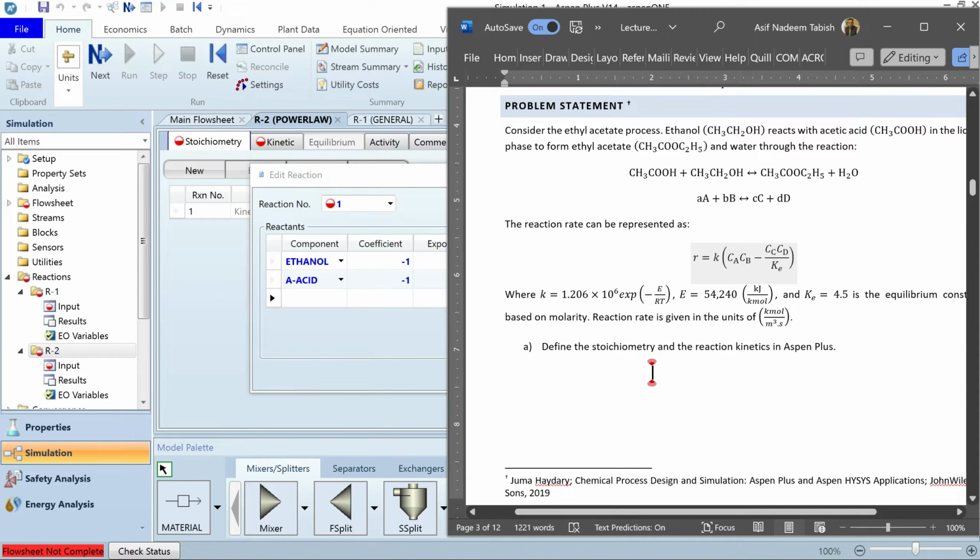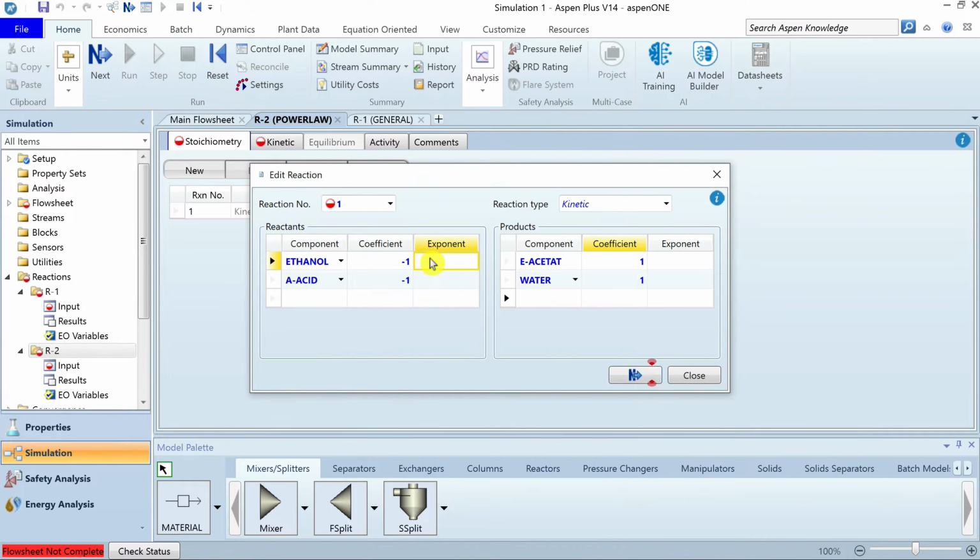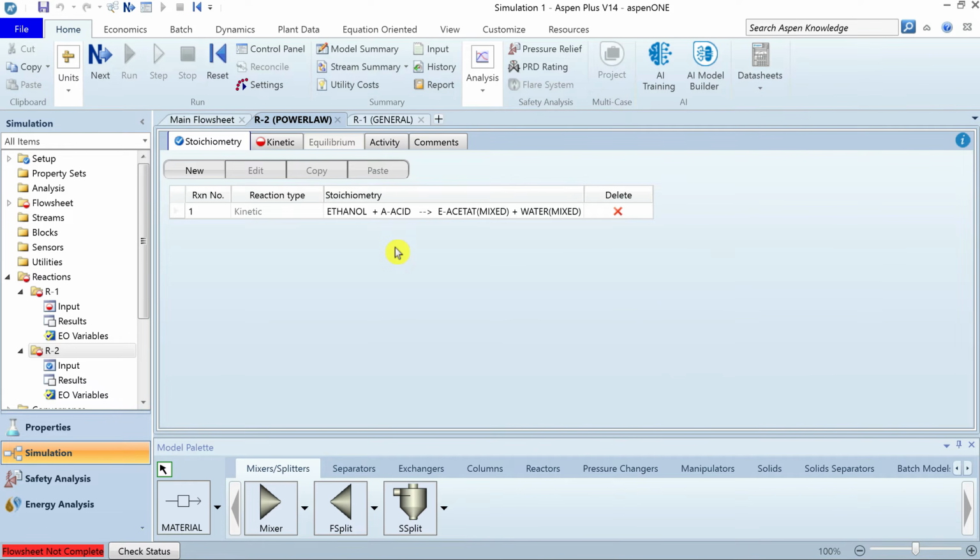So this reaction can be split into two reactions where the forward reaction rate will be k C_A C_B and the backward rate will be k C_C C_D over the equilibrium constant. And the power raised to the concentration terms is 1 for all the components. So for the forward reaction, the exponent of the reactants will be 1 and the exponents of the products will be 0. That defines the first reaction stoichiometry.